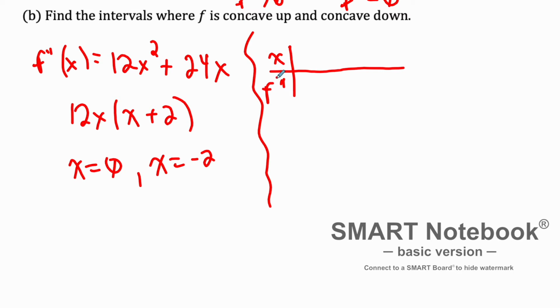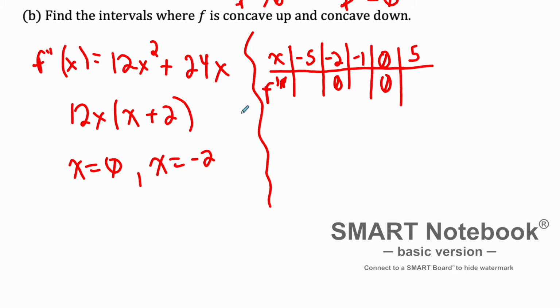So second derivative, there's 2 dashes there. Second derivative. All right, so I need a number less than negative 2. So like negative 5. And then I'm going to put my negative 2 in there. That gave me 0. I need a number between negative 2 and 0, so negative 1. 0, I know, gave me 0, and then I need a number bigger than 0, so I'm going to say 5.